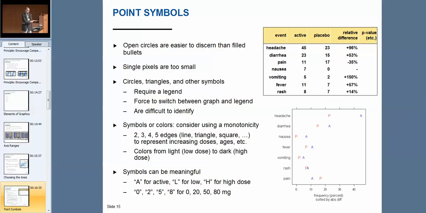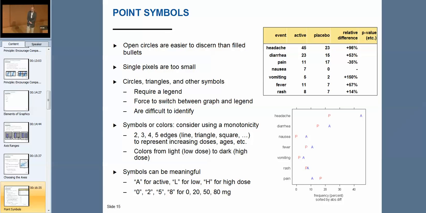Point symbols, another consequence of what I said beforehand. Point symbols, open circles are now the choice because open circles are easier to discern. If you use filled circles, for example, it's difficult to see the individual data. If some of them overlay, it's difficult to tell whether it's 1 or 2 or 3 or 4 observations in this very corner. With open circles, you can still tell. This is like 2 or 3 circles that overlay, but they intersect, and you can tell how many there are roughly. Single pixels are too small unless you use big pixels.